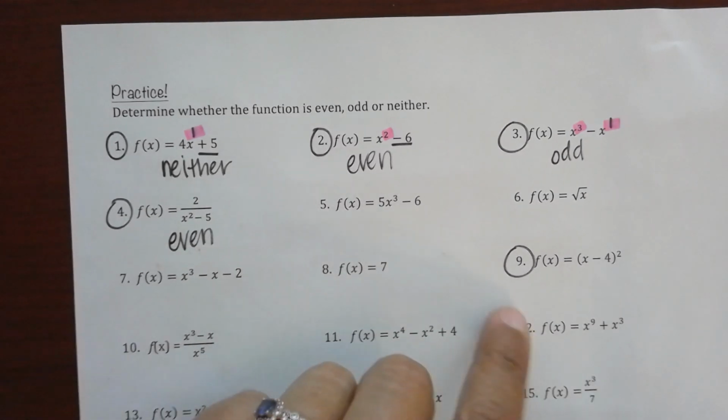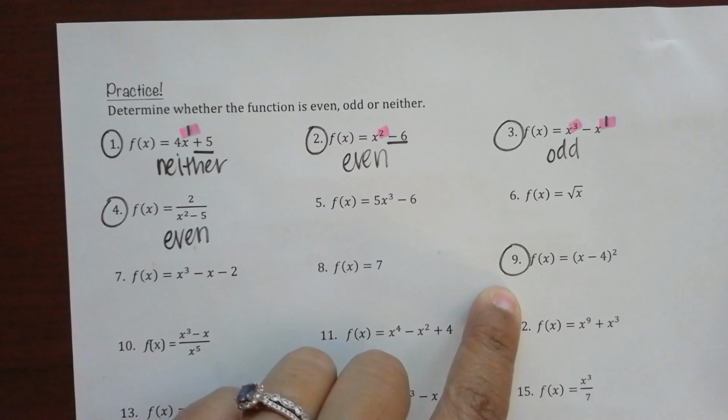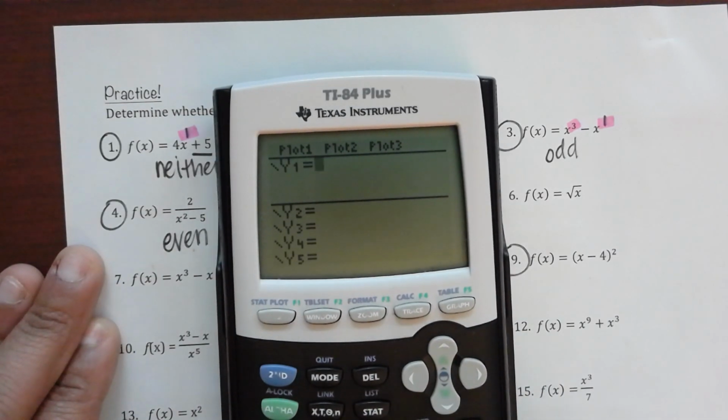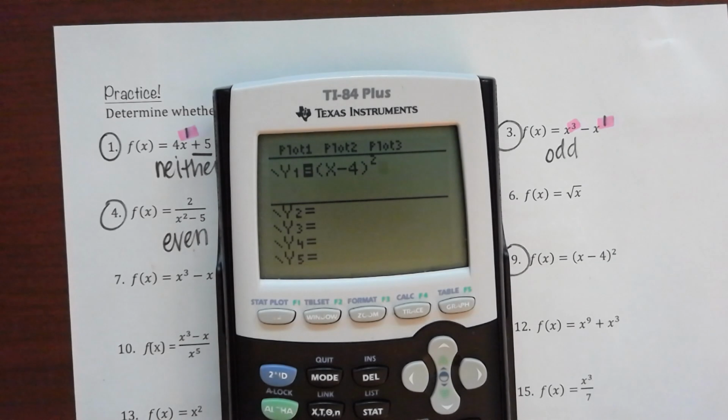So looking at number 9, we should type this one in, right? Let's do that. Go back to y equals, clear that out, parentheses, x minus 4, close parentheses, squared. What you type in should be exactly what's on the paper. There is no loose interpretation. Don't assume. Type in what is supposed to be typed in, okay? So looking at this, does everybody have this typed in? Yes. Graph.